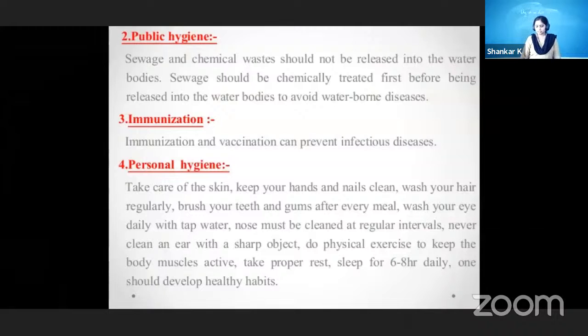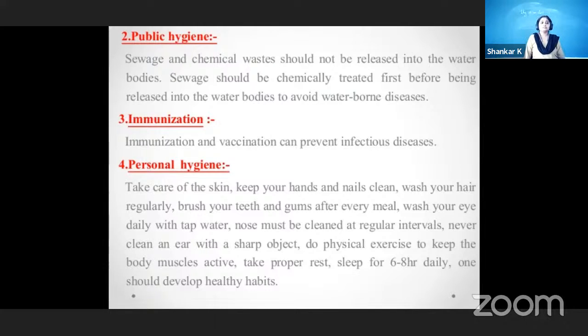The next one is immunization. What is immunization? Vaccination can prevent infectious diseases. Vaccination means, for some diseases like polio, you get vaccines while growing, from birth till 5 years. You will get some vaccines for polio also, right?